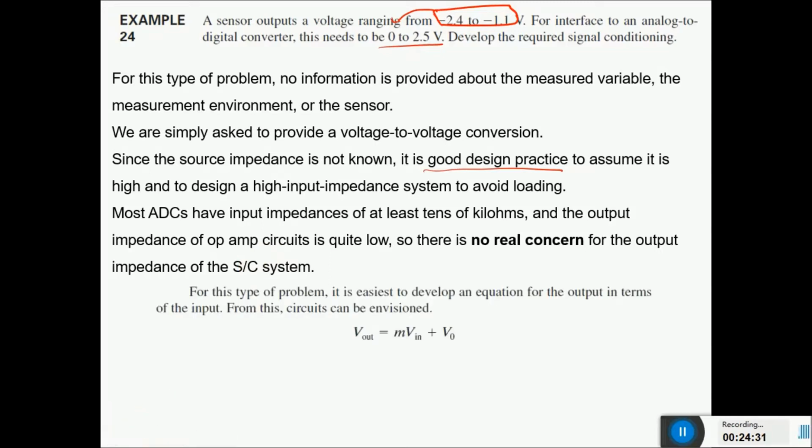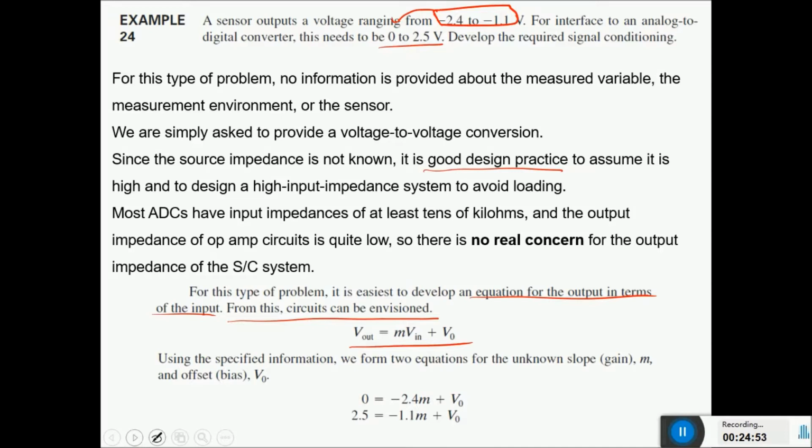So for this type of problem, it is easiest to develop an equation for the output in terms of the input, as we discussed earlier and as we solved in our previous example as well. So from this circuit, it can be envisioned that V out is equal to M V in plus V naught. Now making two equations using the range of input and the range of output, 0 is the desired output when negative 2.4 volts was the input and 2.5 volts was the desired output when negative 1.1 was the input.